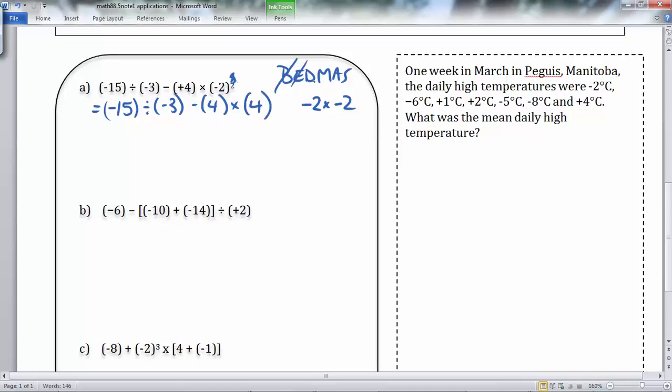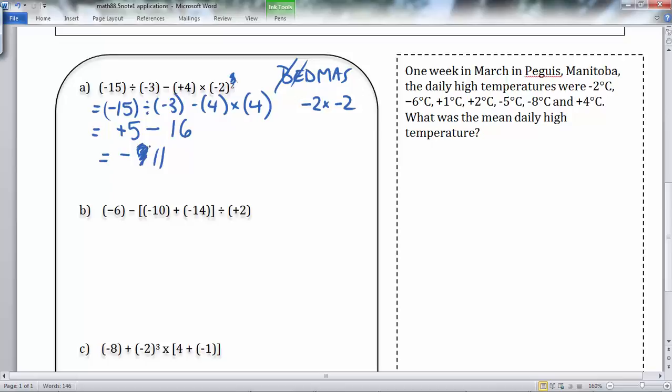Exponents are done. Division and multiplication in the order they appear. So I have a division question right off the bat. Negative times a negative is a positive. 15 divided by 3 is 5. Then I've got another multiplication question here. 4 times 4, well, that's 16. So 5 minus 16 takes me down to a negative 9. Oh, whoops, just joking. Negative 11.